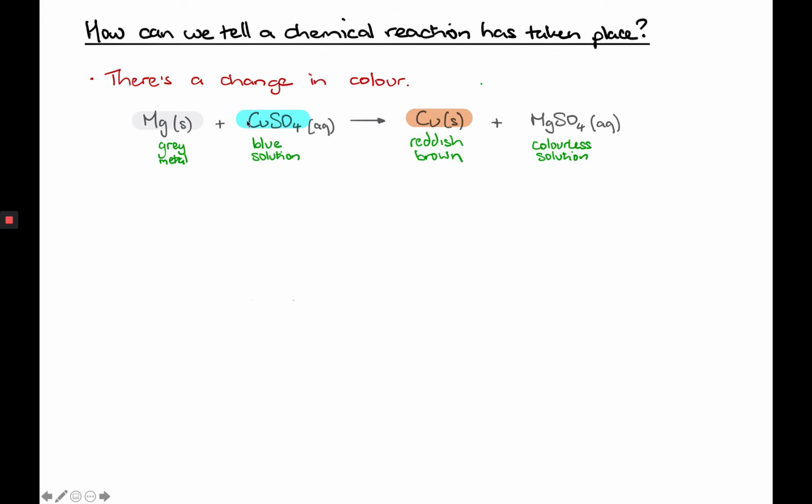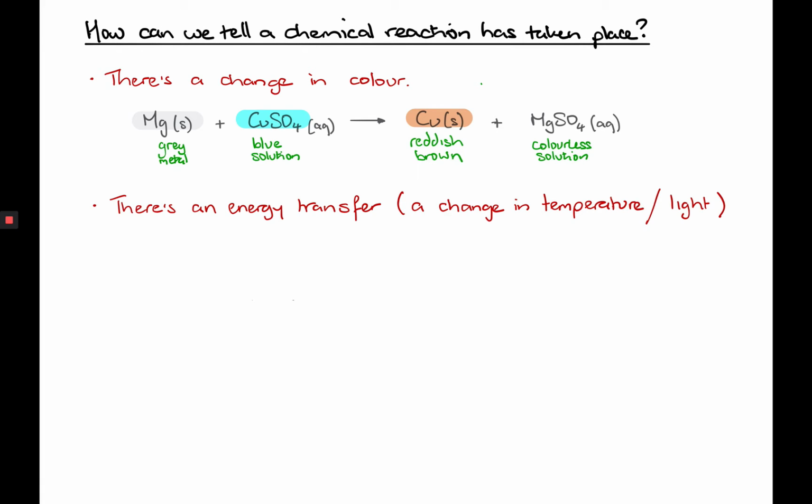As the copper 2+ ions in the copper sulfate are reduced to copper atoms, we would see that blue colour fade, and the solution that's left behind, the magnesium sulfate, is colourless. So during the reaction, we would see the magnesium disappear. We would see a reddish brown solid, which is copper, being formed, and we would see the blue of the solution fade, and if it went all the way to completion, it would end up being colourless. So colour change is a classic way of telling whether a reaction's taken place or not.